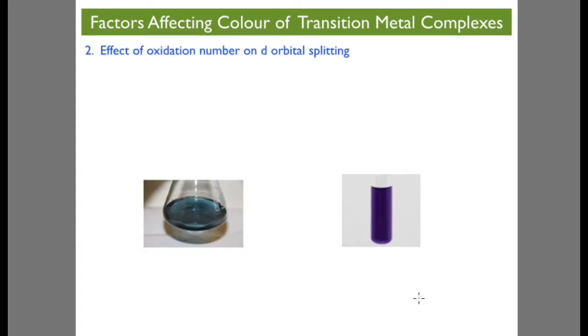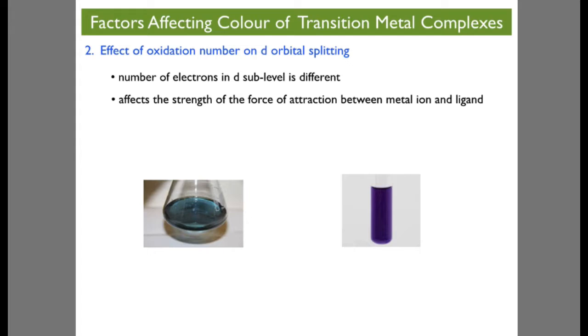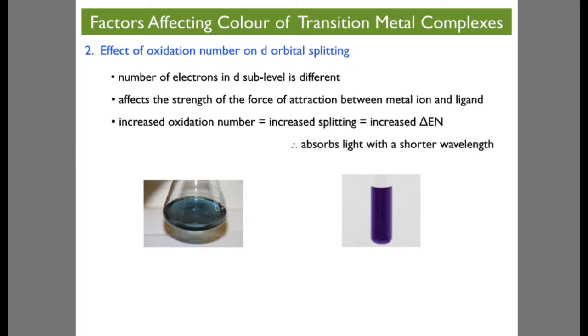Effect of oxidation number on d orbital splitting. The number of electrons in the d sublevel is different. This affects the strength of the force of attraction between the metal ion and the ligand, as you'd expect. The increased oxidation number gives you increased splitting, which gives you an increased difference in energy. The increased energy means that you're absorbing light with a shorter wavelength.